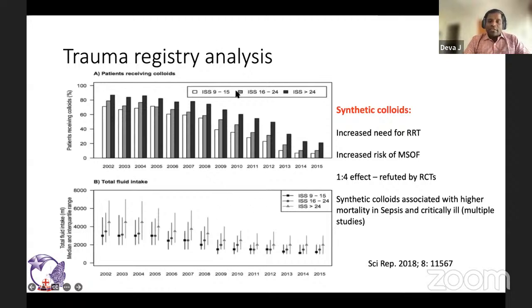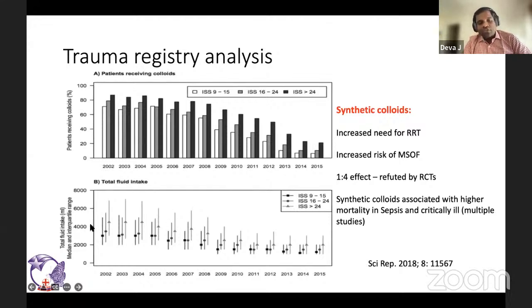This is an interesting trauma registry analysis where they looked at about 48,000 plus patients. If you see from 2002 to 2015, the use of colloids has gone right down clearly. And the ISS is the injury severity score. I will not go into the details of it. This tells you about the severity of trauma, and we use it as a treatment tool, as a prognostic tool, etc. In severe trauma, some of them still do get colloids, but the majority of the mild and moderate, they don't. So overall, the usage has gone right down.